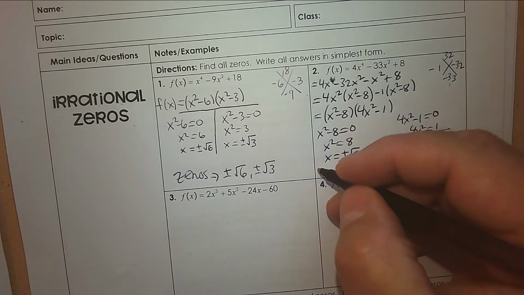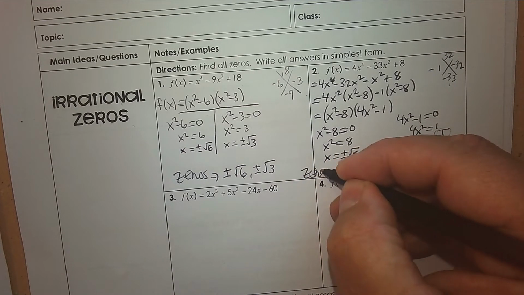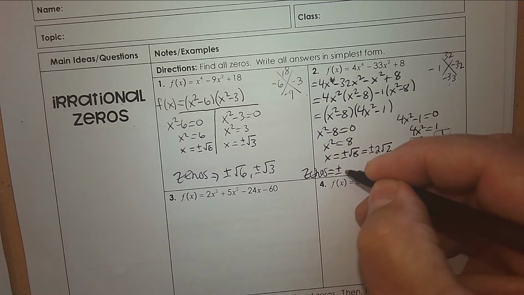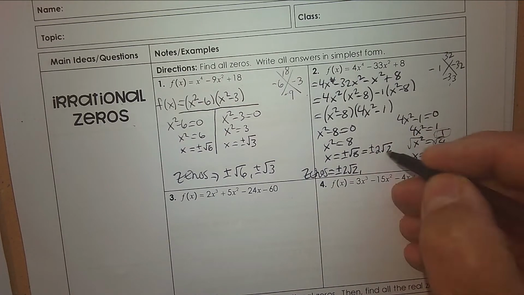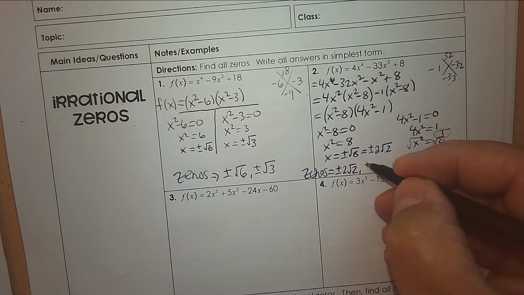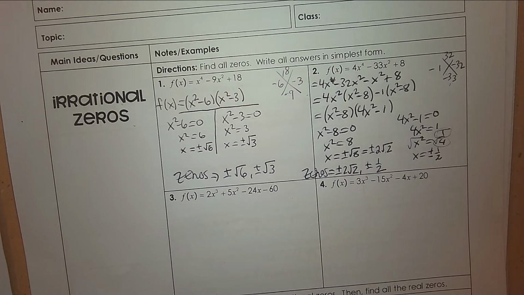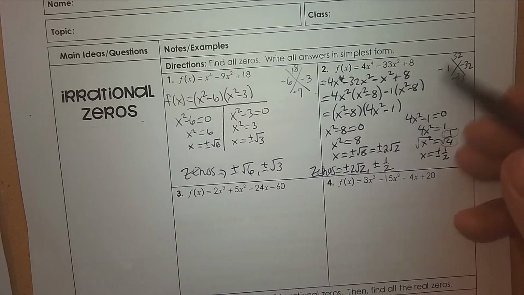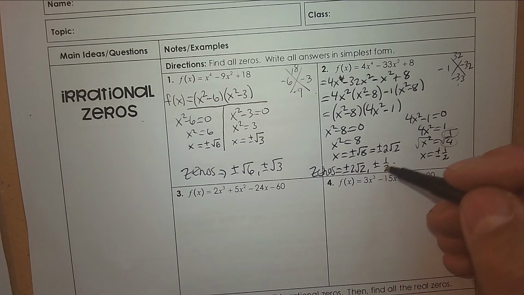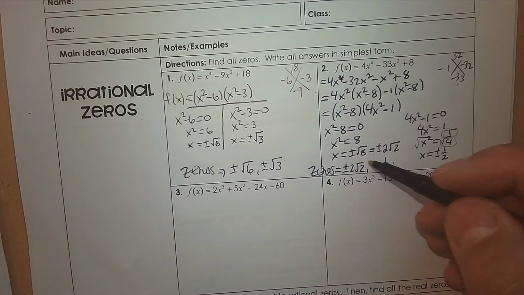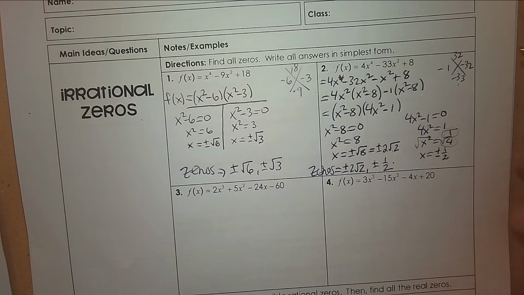So if I was listing the zeros, we have plus and minus 2 root 2. Those are irrational. And plus or minus 1/2, that is rational. I know exactly where 1/2 and negative 1/2 are on a number line, but 2 root 2 is irrational. I can only estimate it.